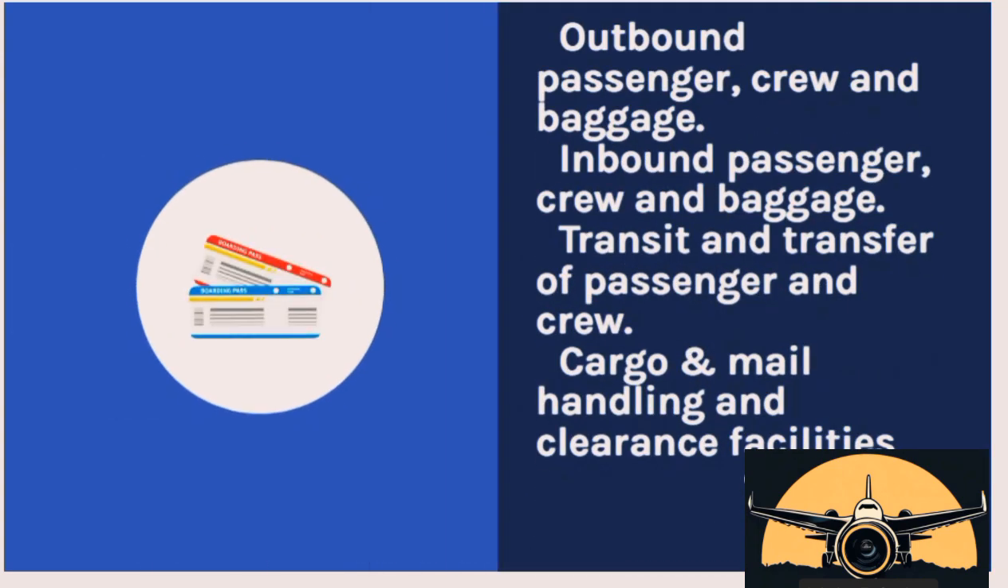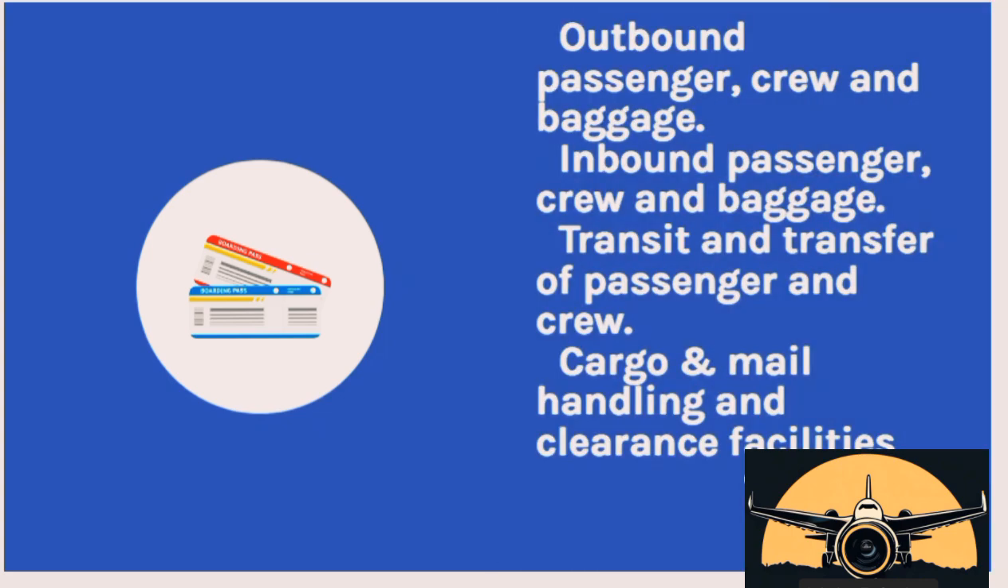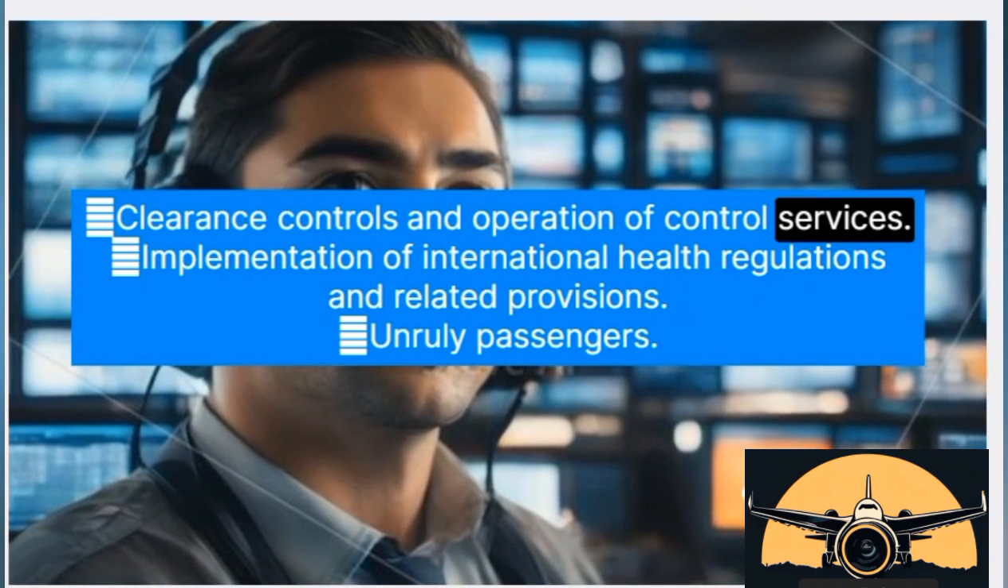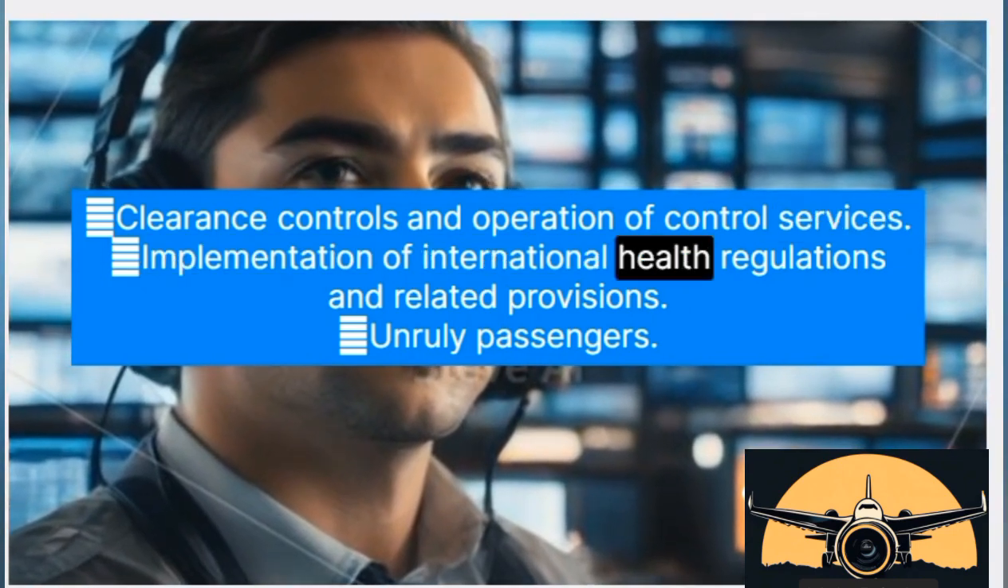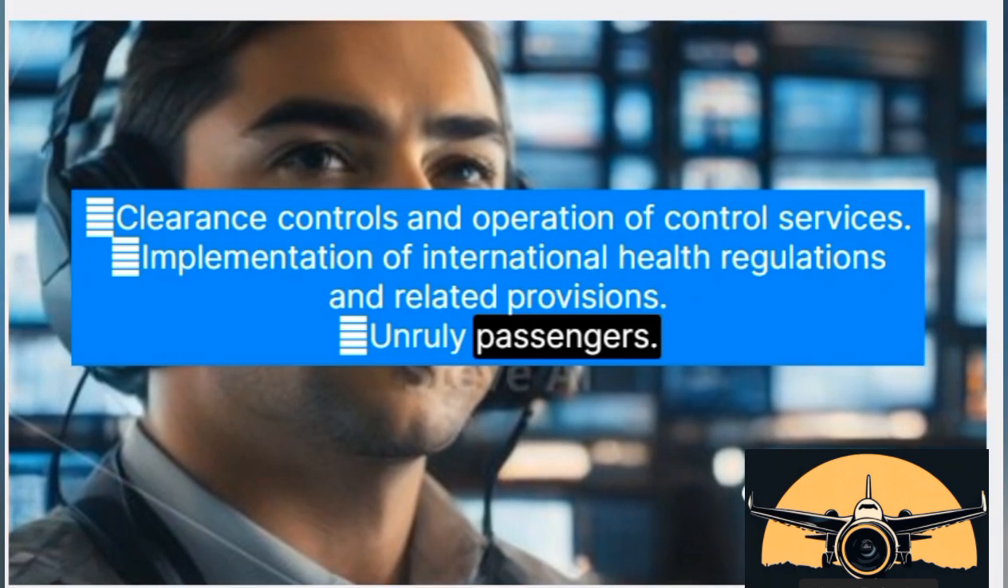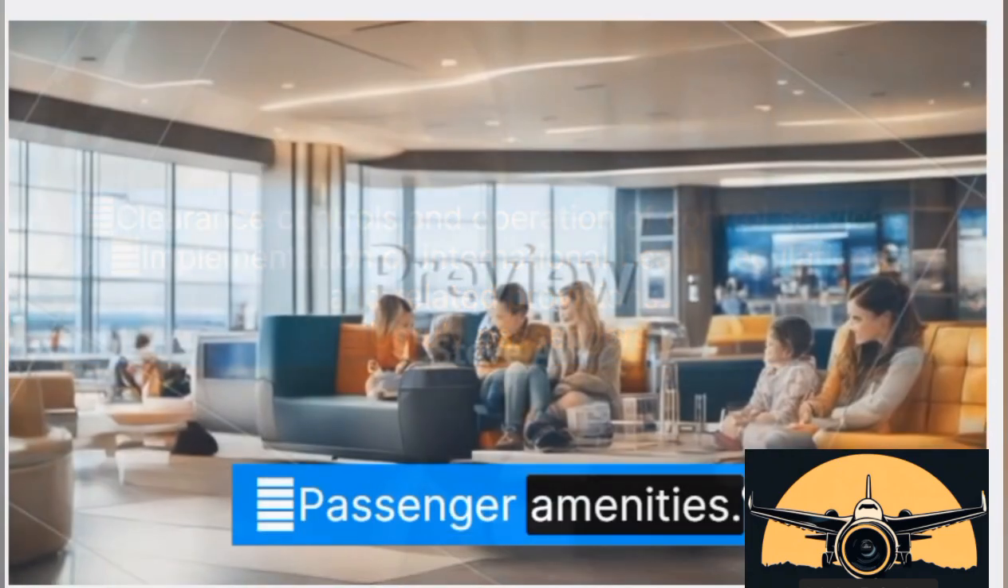Outbound passenger, crew and baggage. Inbound passenger, crew and baggage. Transit and transfer of passenger and crew. Cargo and mail handling and clearance facilities. Clearance controls and operation of control services. Implementation of international health regulations and related provisions. Unruly passengers. Passenger amenities.